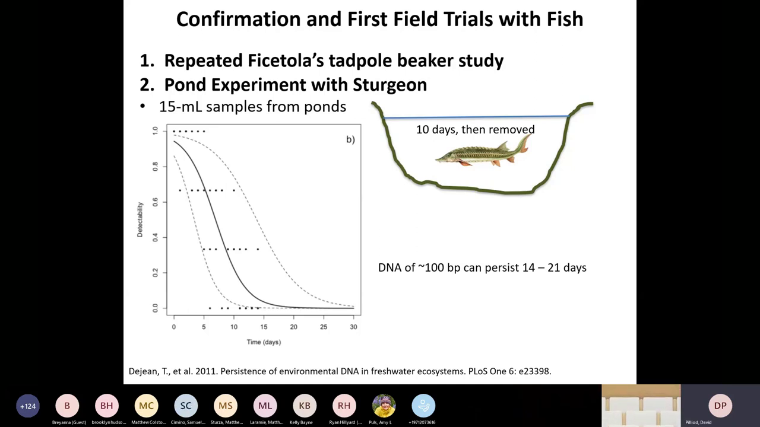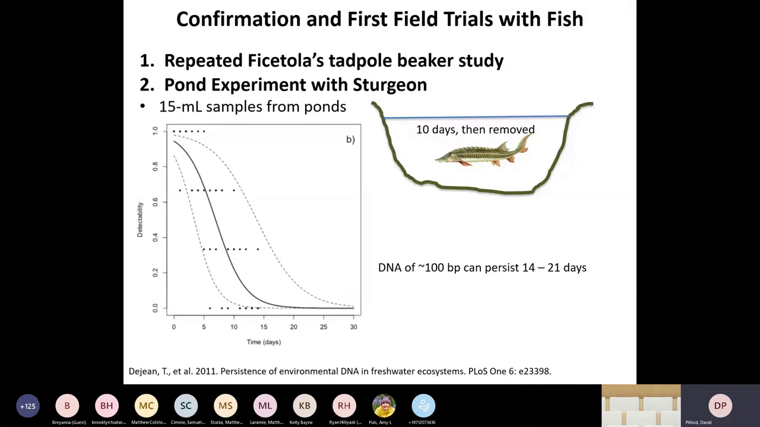And he did this with sturgeon in some ponds, where he introduced sturgeon, a single fish, left it in the pond for 10 days. These were experimental ponds, so they were easy to control the environment, and then removed the sturgeon. And they took 15 milliliter samples daily after that to see how long he could still detect the DNA of the sturgeon. So the y-axis there is detectability, with 1 is perfect detection, and 0 is no detection.